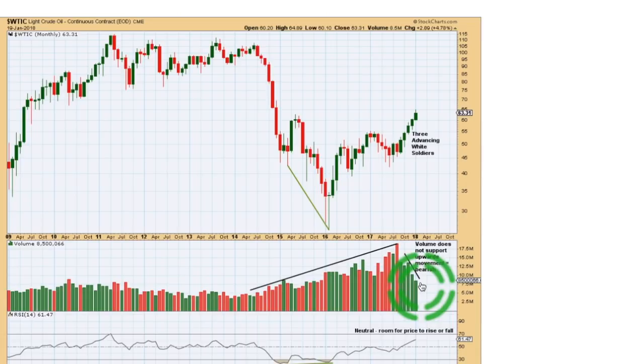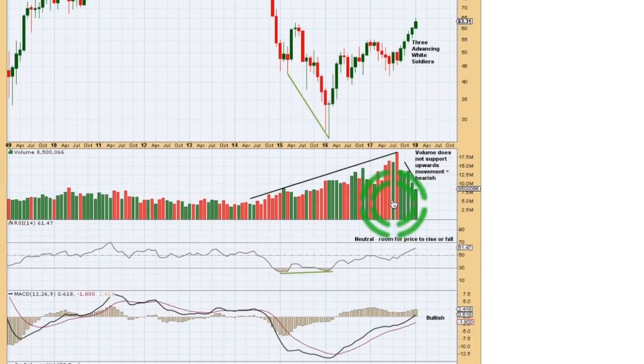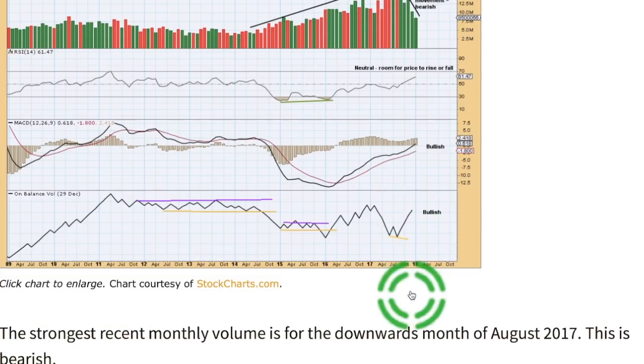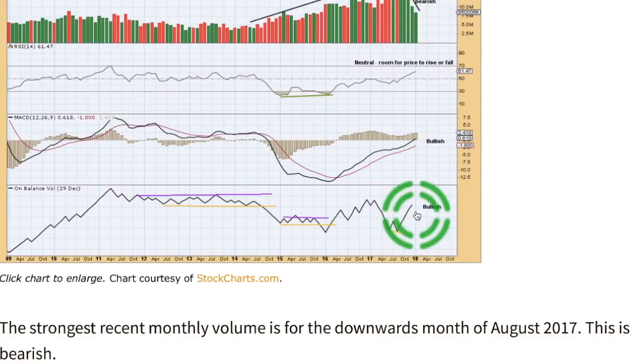For price to have a sustainable rise, it should have support from volume. It needs the activity of buyers in order to consistently and sustainably push up price. That's not the case here. Overall, for a few months in a row, pretty much this whole rise in price is now coming on a decline in volume, and so it should be quite suspicious. RSI is not overbought. There is room for price to rise further. MACD remains bullish, and on-balance volume remains bullish.